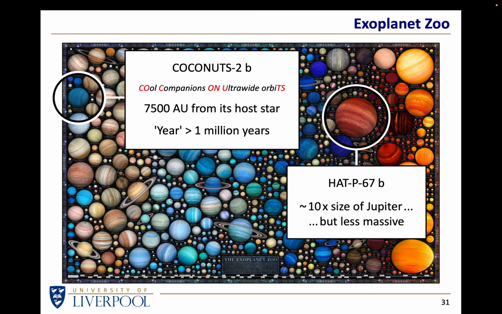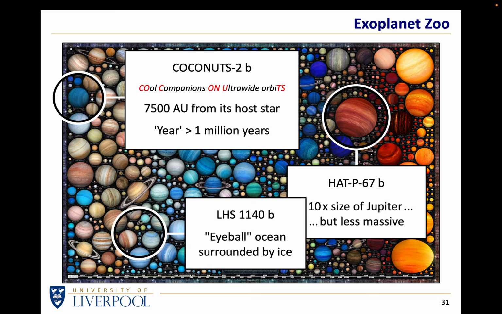Remember, 1 astronomical unit is the distance from the Earth to the Sun. This planet appears to be 7,500 astronomical units from its star, an awful long way from its host star. We take 1 year to go round the sun. This would take perhaps 1 million years to go round its star. A rather tricky thing to pin down, but kudos on the name, nothing else. At least they're starting to think about what they're going to call these things.